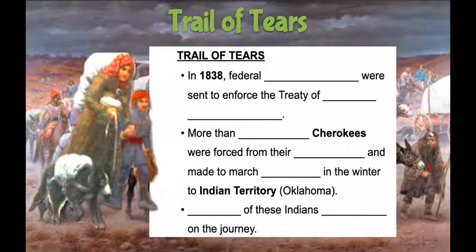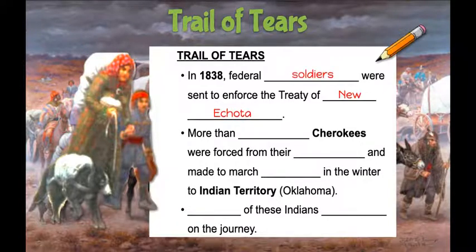So, in summary, at the bottom of your packet, in 1838, federal soldiers were sent to enforce the Treaty of New Echota. More than 17,000 Cherokees were forced from their homes and made to march west in the winter to Indian Territory, which was in Oklahoma. 4,000 of these Indians died on the journey.